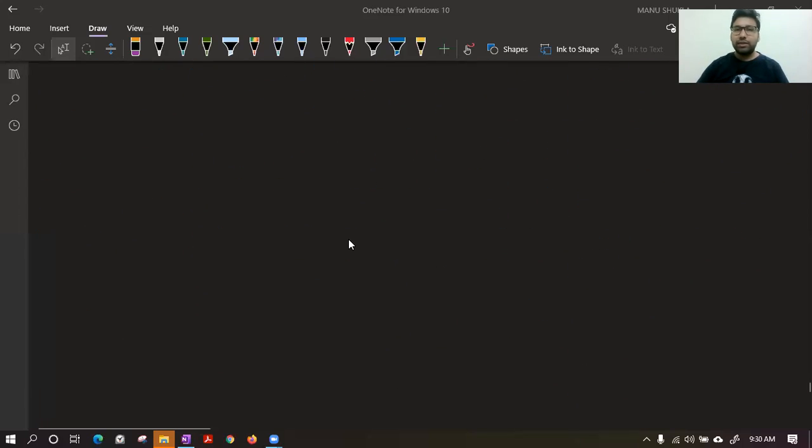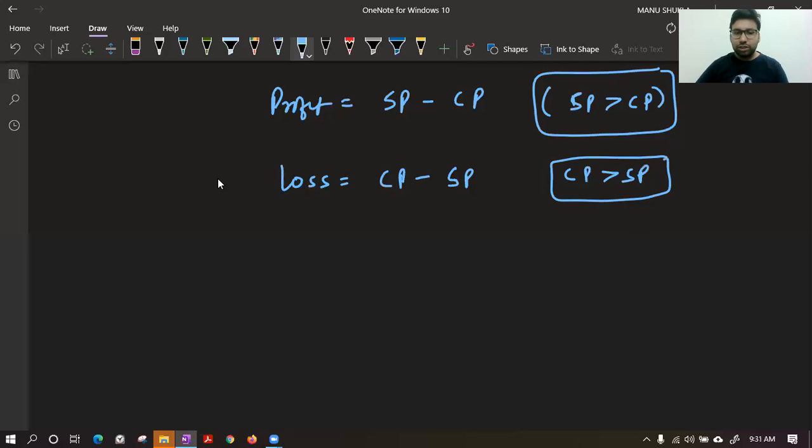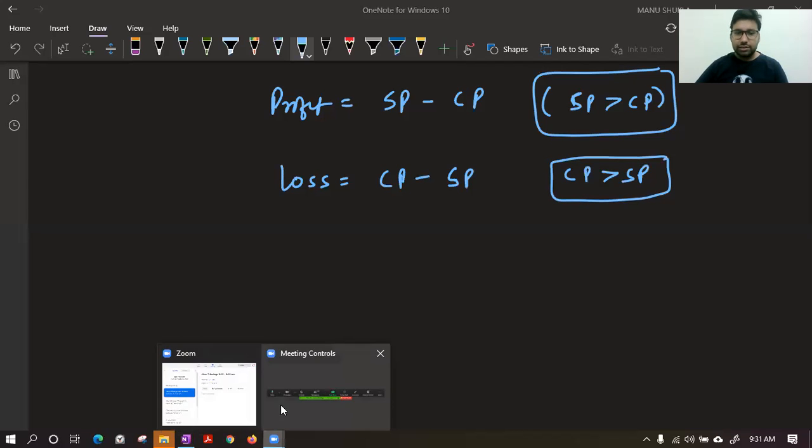In that we have seen there are two formulas mainly. The first one was profit is equal to SP minus CP, because obviously SP is more than CP if it is a profit. And in the next case, we have loss equal to CP minus SP when CP is more than SP. These were the two cases that we have learned in the last class.